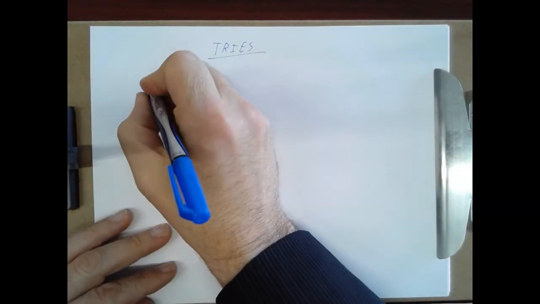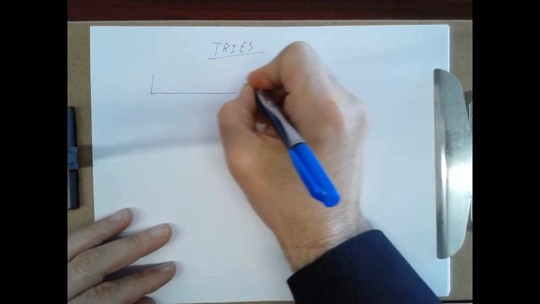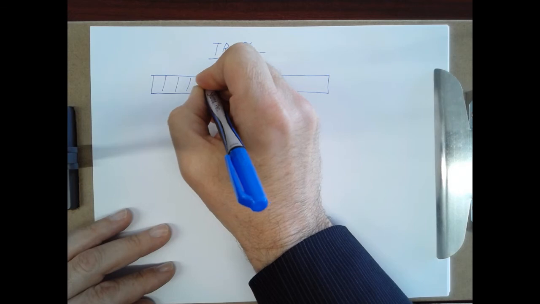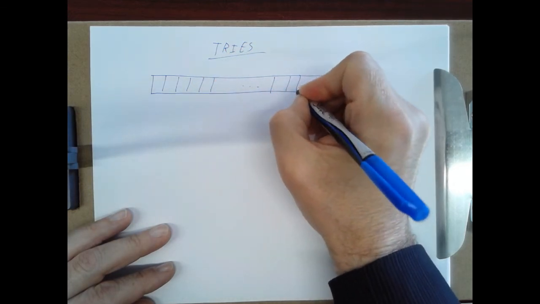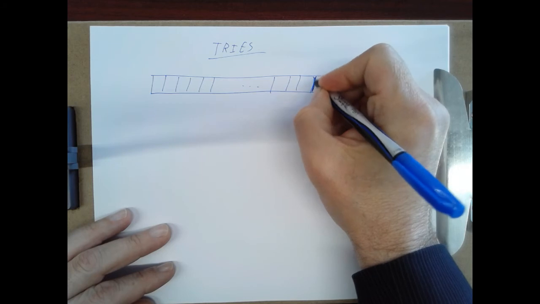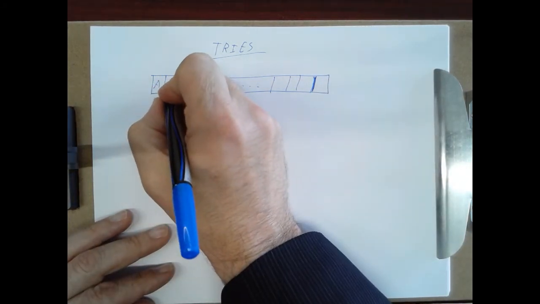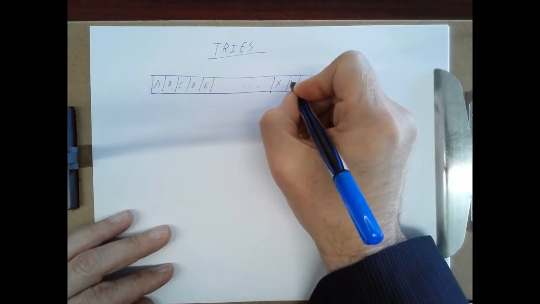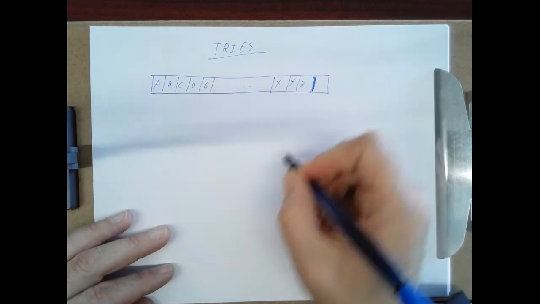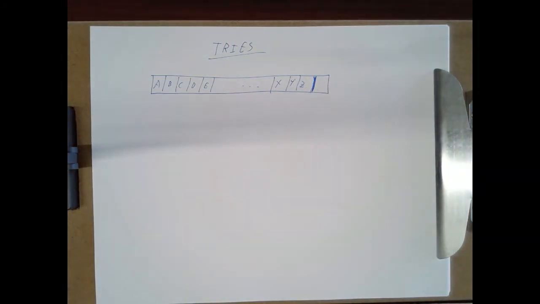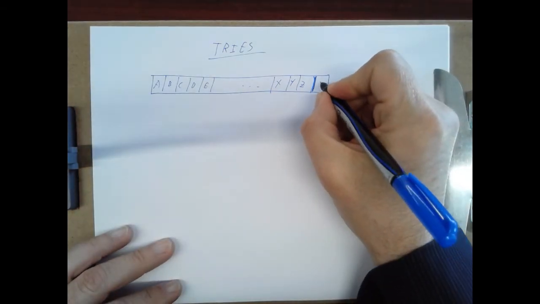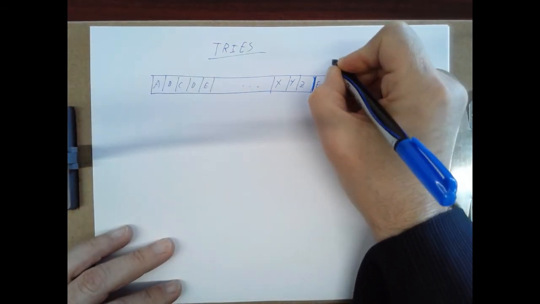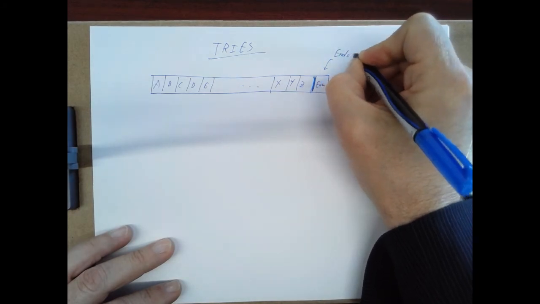So what does the trie look like? Well, here's a typical node. And each node corresponds to a letter of the alphabet. So we're going to have 26 fields, one for each letter. We're just assuming uppercase letters, no punctuation. So 26 characters. And then we have one more field, which we call EOW, which means end of word.